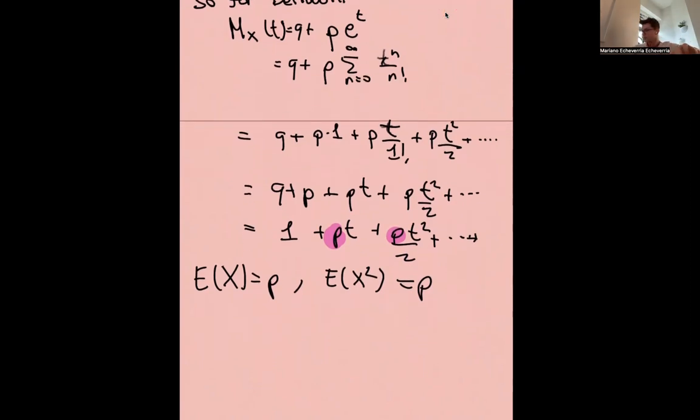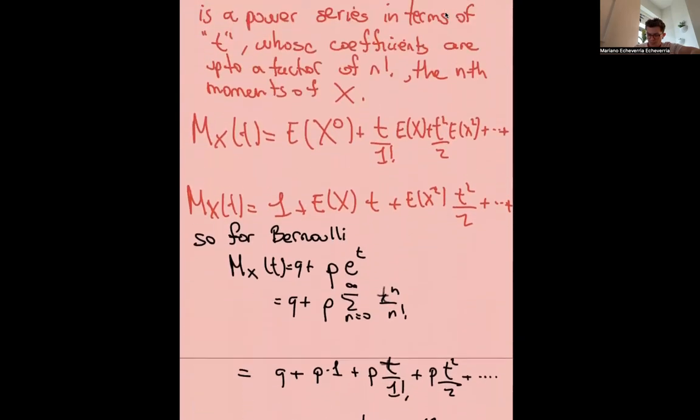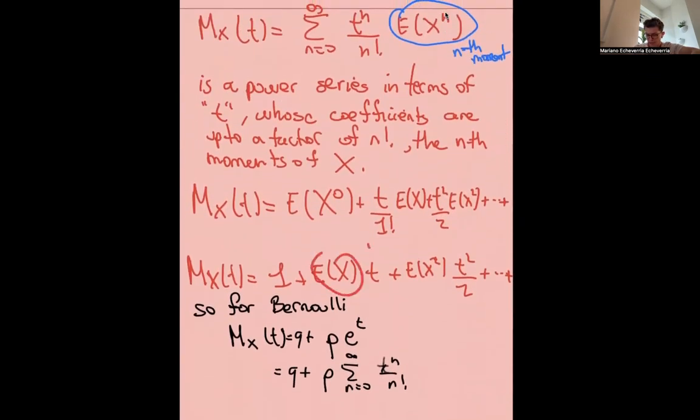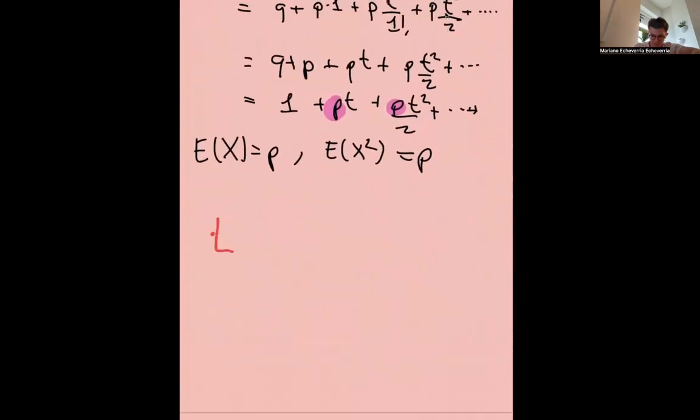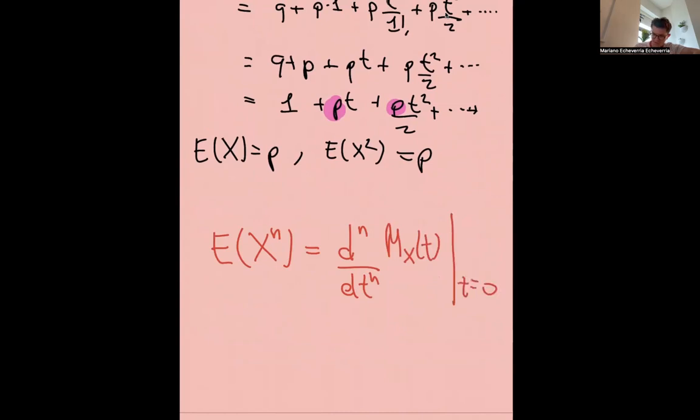In fact, what's true in general, here's the cool formula. Once you have this power series expansion, you can take derivatives and evaluate at t equals zero, and you find that the nth moment, and this is true for the continuous or the discrete case, this is the most important formula, is the nth derivative with respect to t of the moment generating function evaluated at t equals zero.